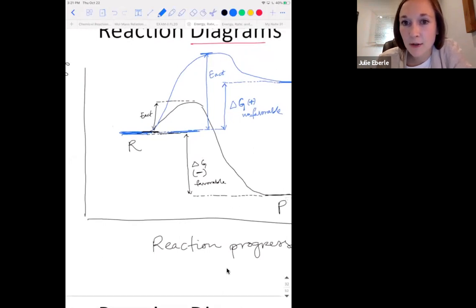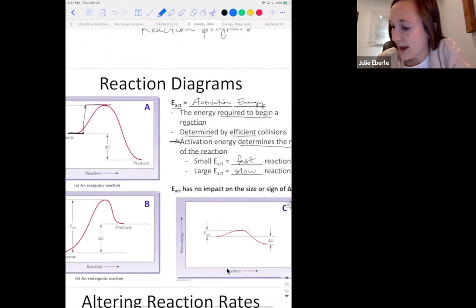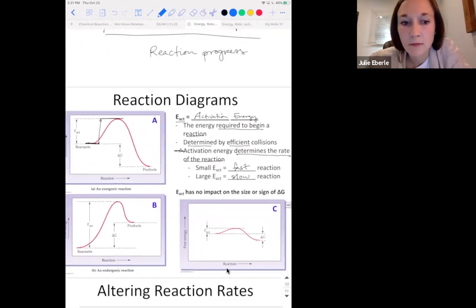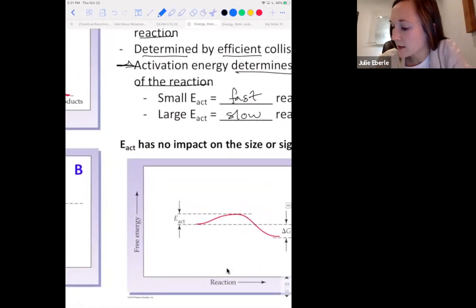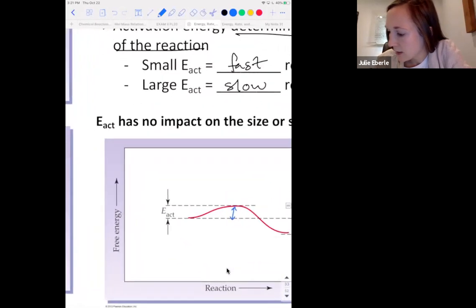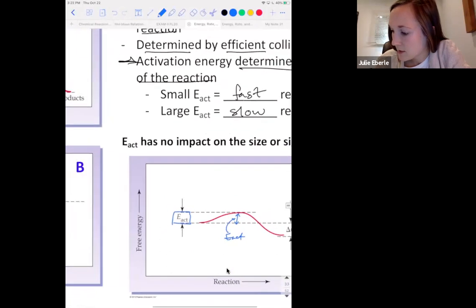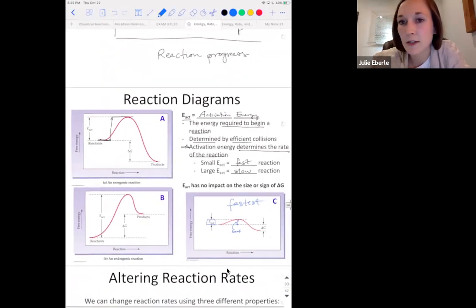So we're going to go back down to A, B, and C on the next slide. Which one is the fastest? C. Yes. How do you know? It has the smallest activation energy. It's this teeny tiny one. All right, that is the activation energy. And it's marked off over here for you as well. All right, now, so this one is the fastest. Which one looks like it would be the slowest?